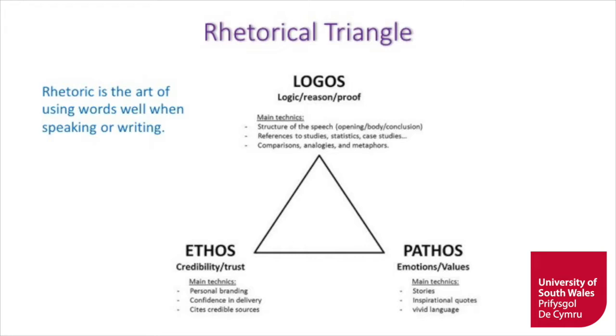There's some key components. So it's looking at logic, the logos, the pathos and the ethos. The main techniques are the structure of speech, the opening, the body, the conclusion, references to studies, statistics, case studies, and comparison, analogies and metaphors. The pathos is basically the emotions and values. So this is stories, inspirational quotes, and use of vivid language, whereas the ethos is around the credibility and trust. So, it's the confidence in delivery, the credibility of sites and sources that you've used.